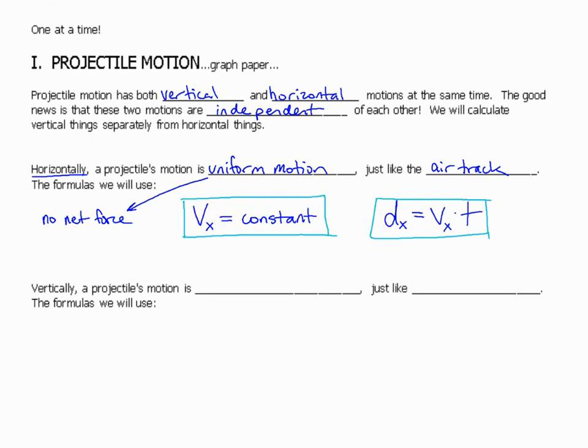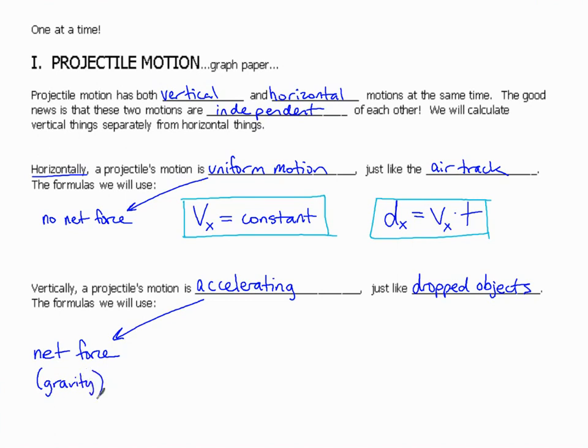From the vertical standpoint, a projectile's motion is always accelerating. And we're looking at this just like dropped objects. So accelerating. First off, we're talking about a net force. Some sort of net force is present. In this type of a problem, the net force is caused by gravity.